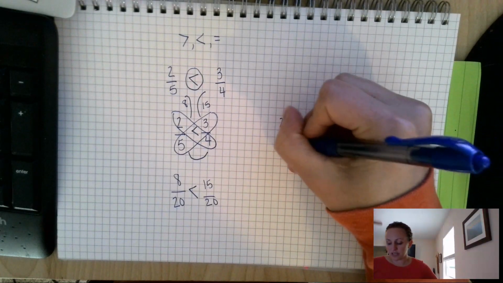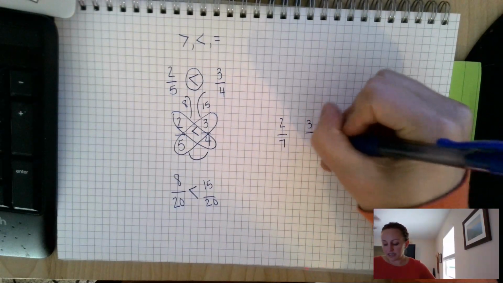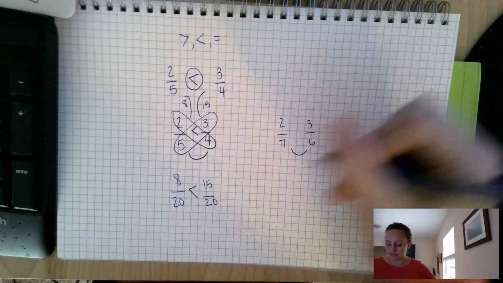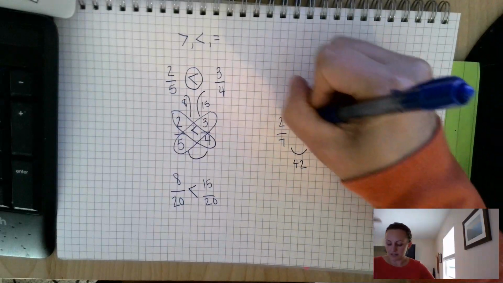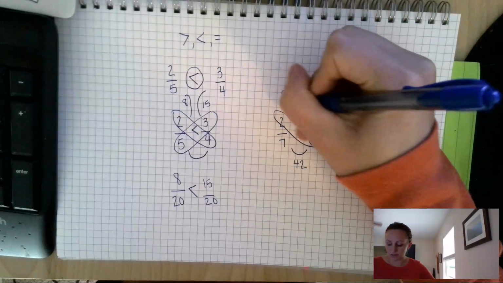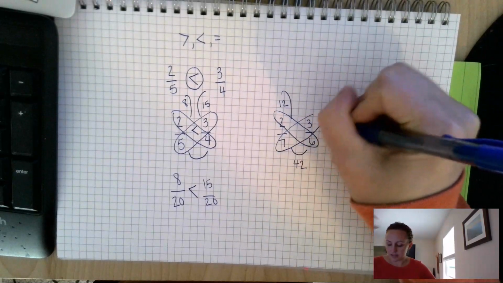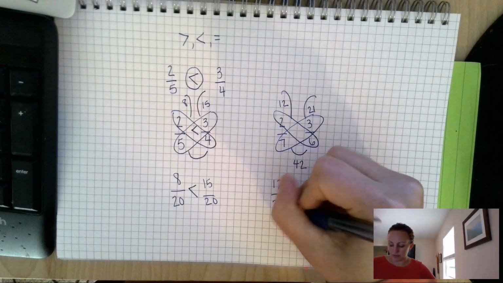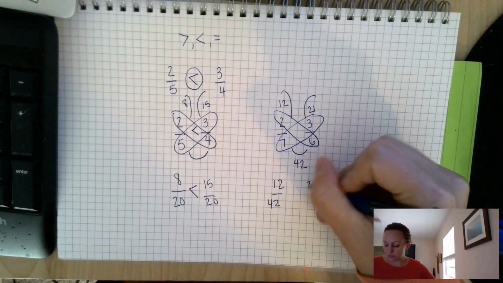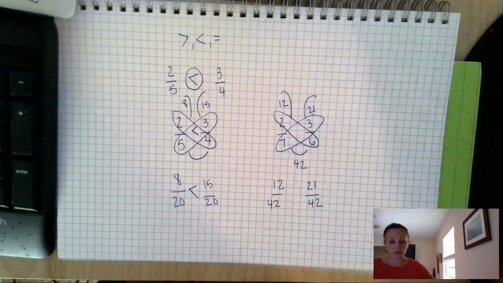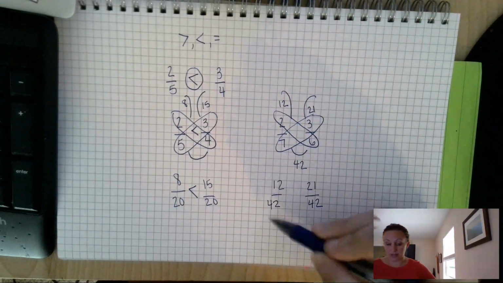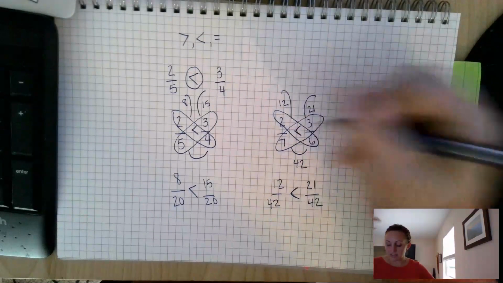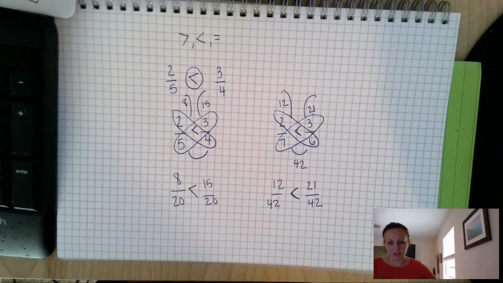Let's say I have 2/7 and I have 3/6. Same thing. 7 times 6 is 42. 6 times 2 is 12. 7 times 3 is 21. So I have 12 over 42, sorry, and then I have 21 over 42. Which one of those is bigger? Well, my denominator is the same. 21 is bigger than 12, which means 3/6 is bigger than 2/7.